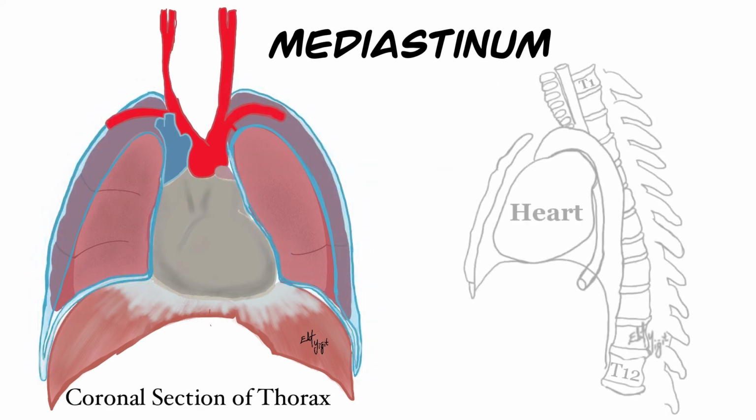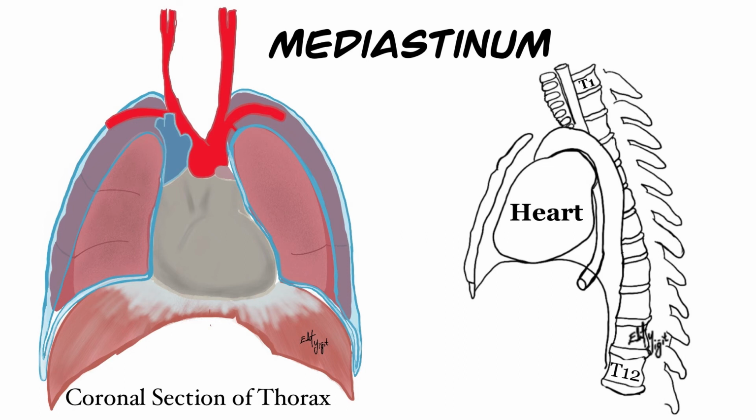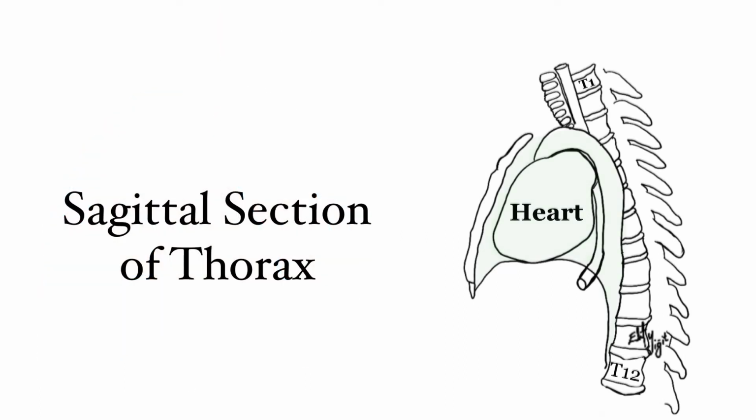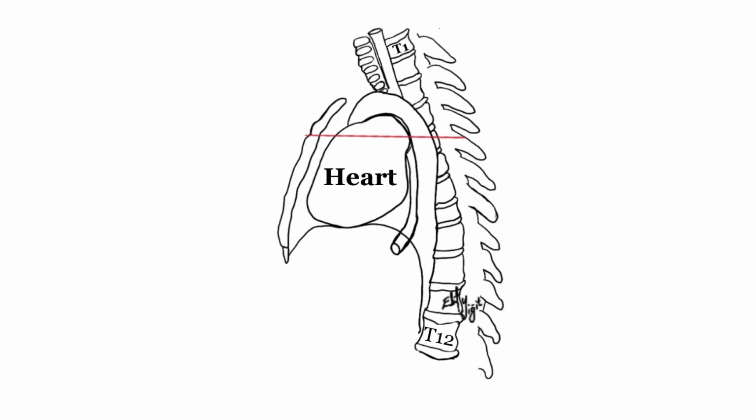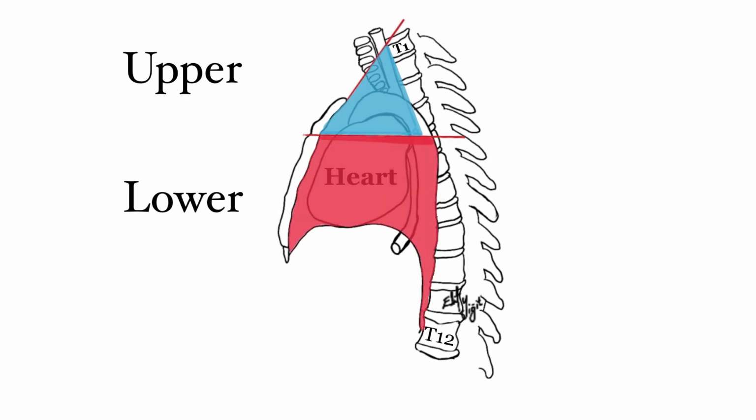But in sagittal section, the position of the heart in the mediastinum is more clearly understood, so we will discuss mediastinum in sagittal section. The mediastinum is divided into two main parts according to its position: upper and lower. Lower part is also divided into three sections within itself. While determining these sections, an imaginary plane is taken as basis.